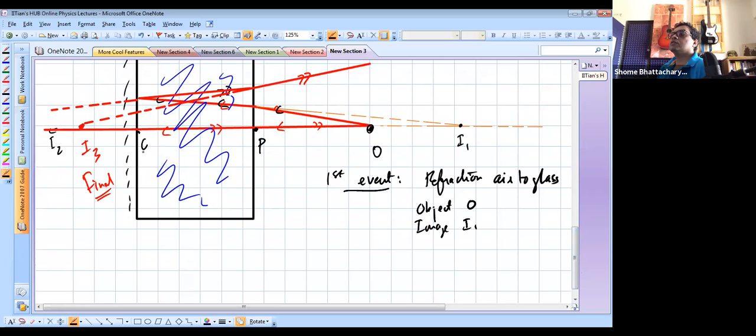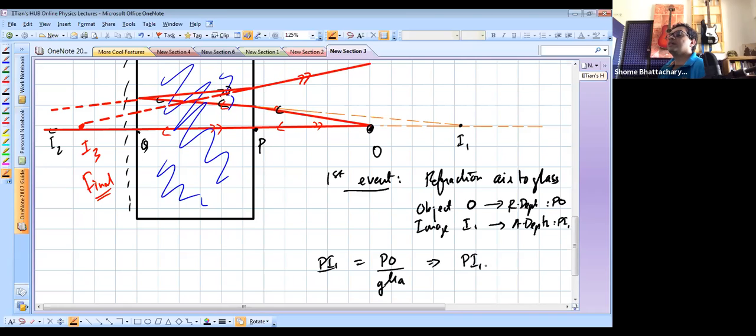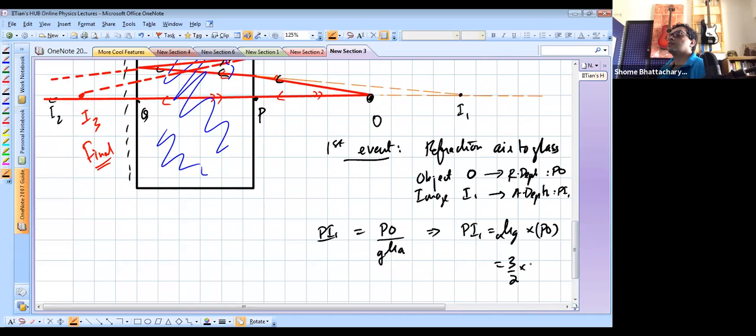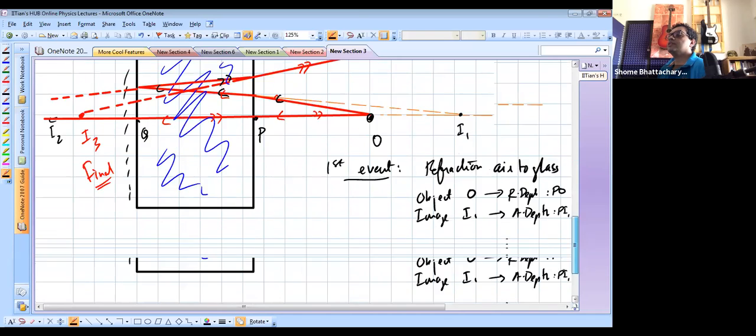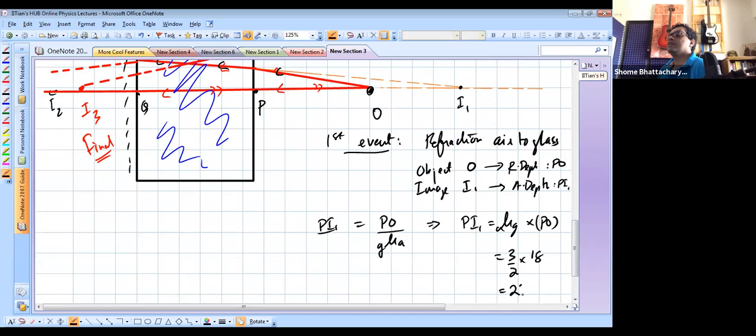and also I name this point Q over here, the real depth, so called, is PO, and the apparent depth, so called, is PI1. So PI1 is equal to real depth PO divided by refractive index of air with respect to glass, because the refraction is happening from air to glass. That means PI1 is equal to refractive index of glass with respect to air multiplied by PO. So it is 3 by 2 times 18 centimeters, so 27 centimeters. That is the distance PI1. So that's the first event.